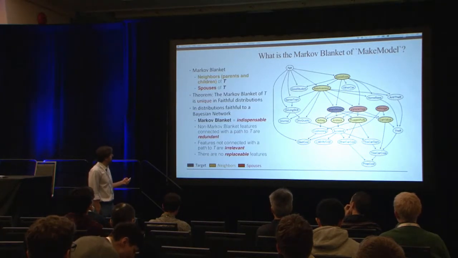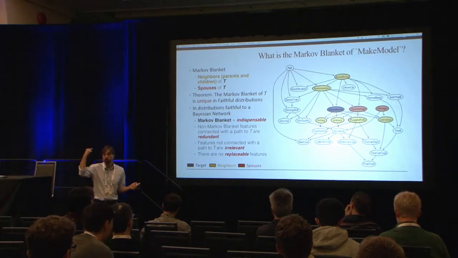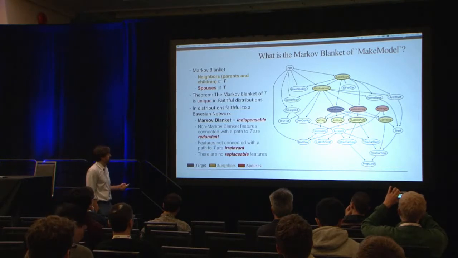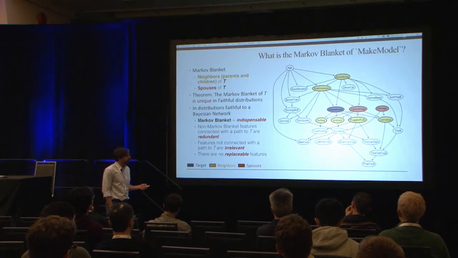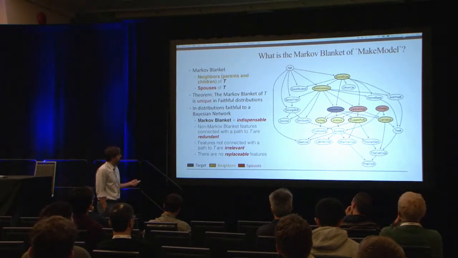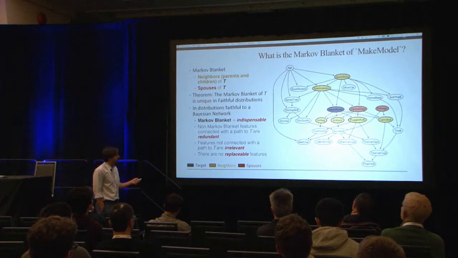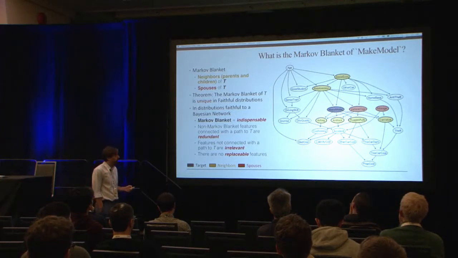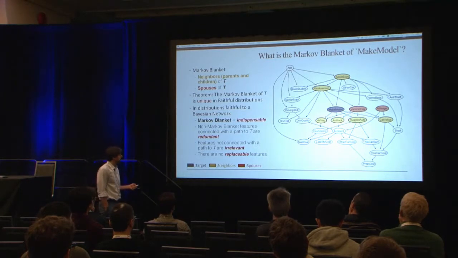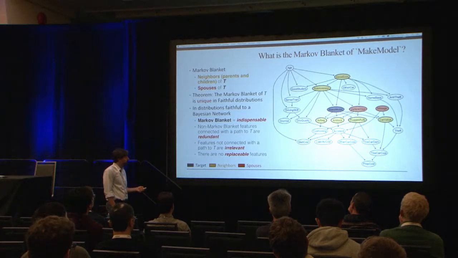Okay, there's a nice theorem that states that the Markov blanket is actually unique. It's a single unique solution in faithful distributions. And there is also a mapping of this to the taxonomy of features I gave before. Basically, the Markov blanket features are indispensable. Anything connected to T with a path is redundant. You don't need it, but it gives information in some context. Anything not connected to T is irrelevant, and there are no replaceable features when you have a faithful distribution and a unique solution.